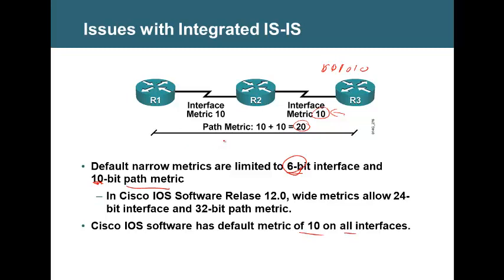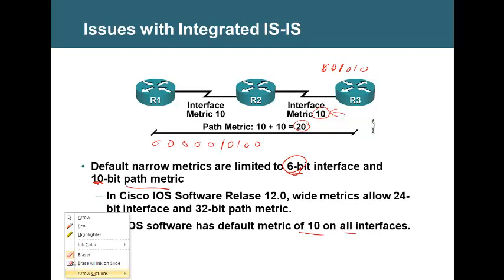This is 1, 2, 4, 8, 16. Yeah, 16 plus 4 is 20. So you got only 10 bit for path. You don't have more than 10. And 6 bit for interface metric. We call this narrow metric. Narrow metrics are limited to 6 bit for interface and 10 bit for path.